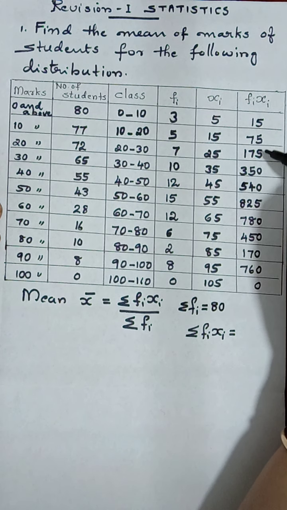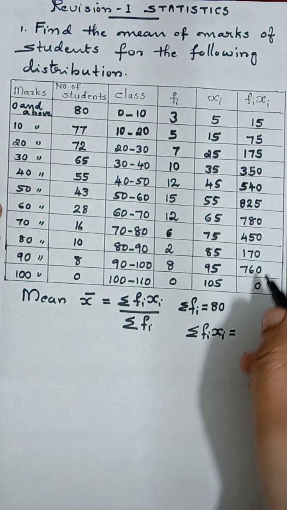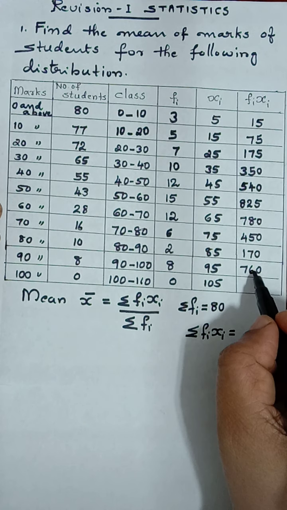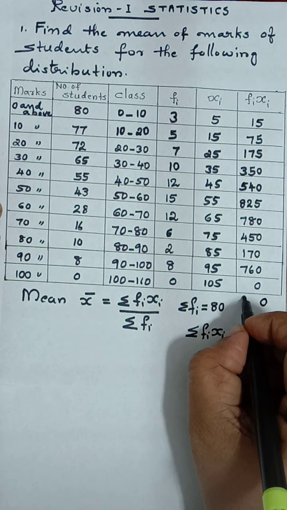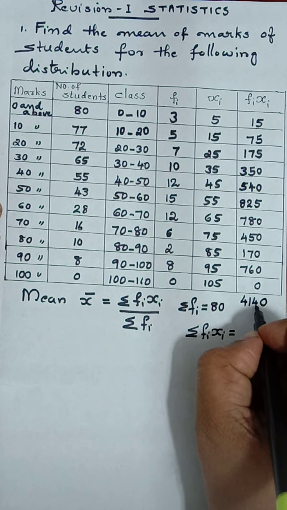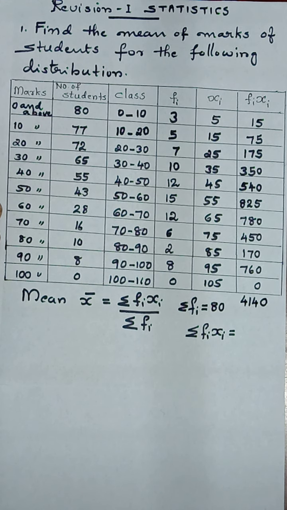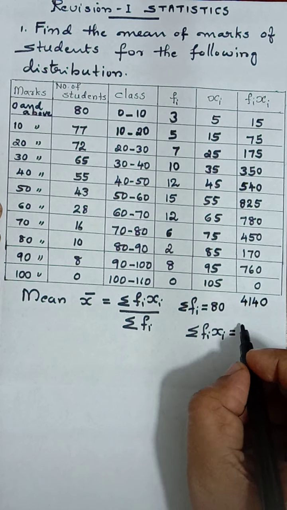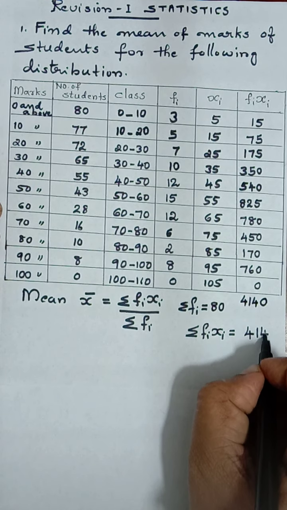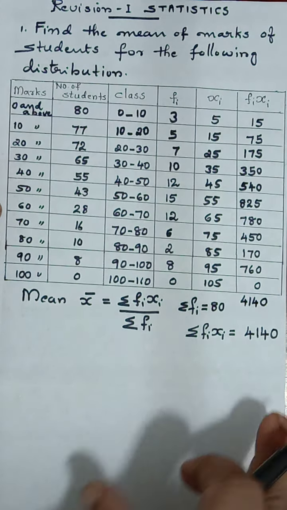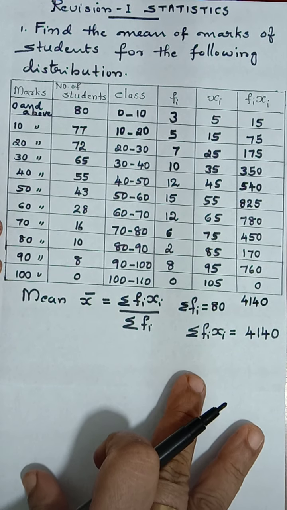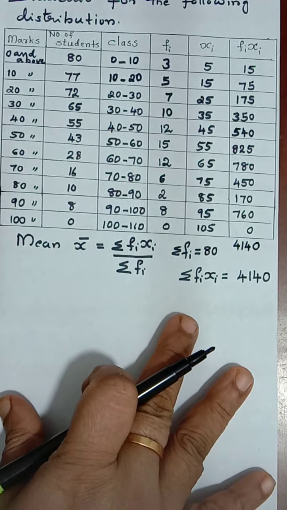5 plus 5, 10, 15, 20. 20. Then comes 2, 8. So just add all these values. You will be getting the value 4140. So that is our sigma Fi xi. 4140. So only thing is, statistics is very simple. If you know the formula, you have to be careful at each calculation, multiplication as well as taking the product and adding all these values.